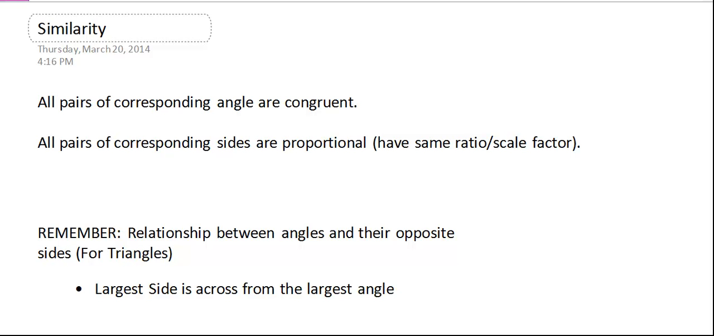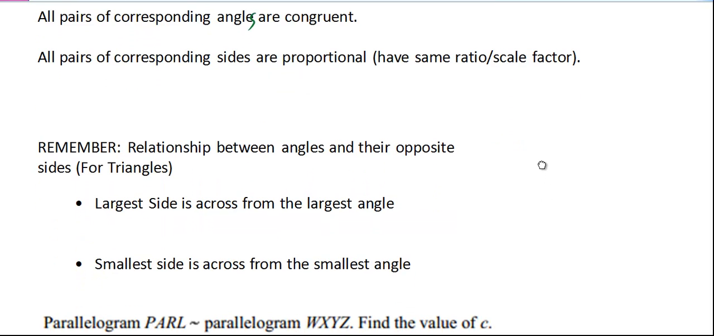Hi guys, I want to continue our discussion of similarity today. And just a quick reminder of what that means. If two figures are similar, then every corresponding pair of angles is congruent, and all pairs of corresponding sides are proportional, meaning they have the same ratio. If I divide one side by its corresponding one, then the same should happen for any sides of the figure. So we talked about that, and that's kind of common knowledge.